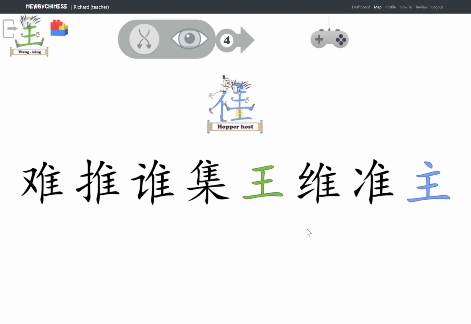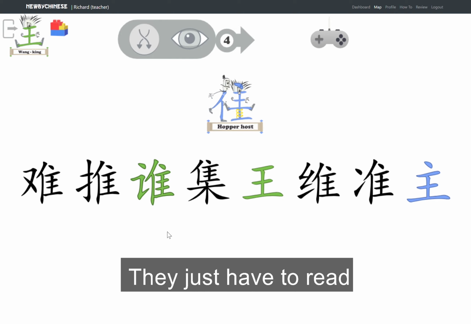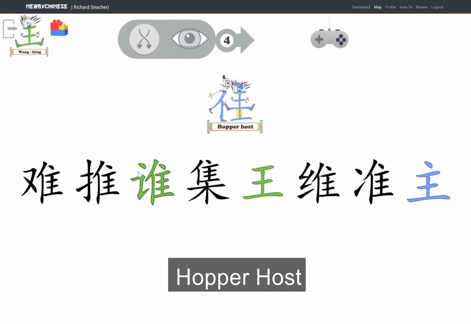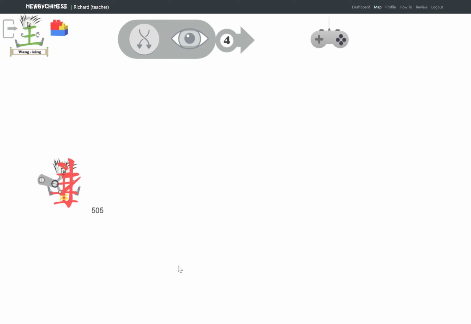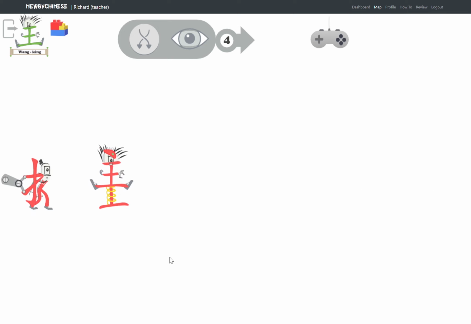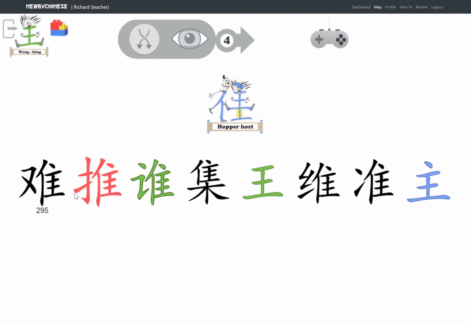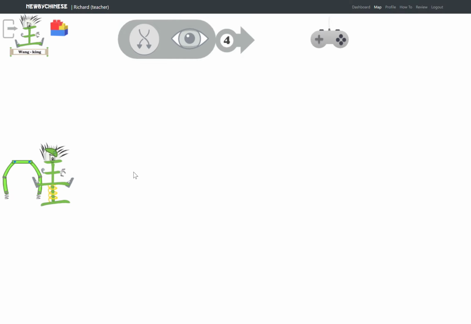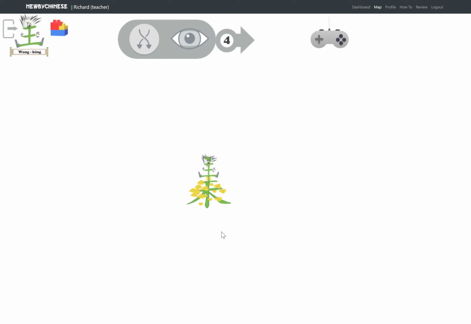Okay, so now when it comes to who? Who are you? Who's that? They just have to read two visual building blocks. This hopper host and whatever this is. They may not know yet. This yen. Push. Don't push me. Hopper host and a hand. Difficult. It's difficult. Is that difficult? And so on. Assemble. Assembly point. Behind the tree.